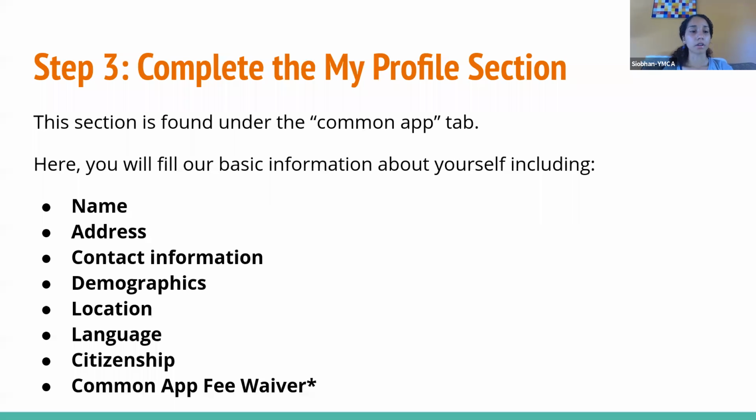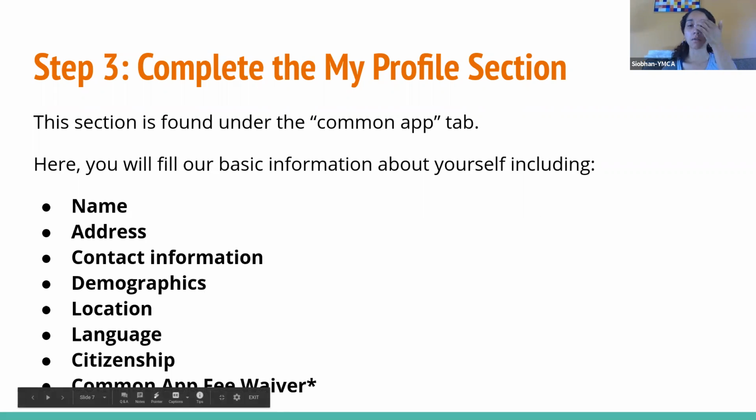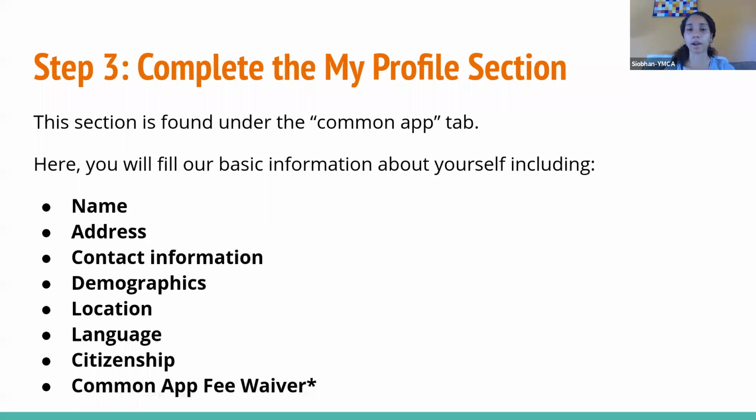Now this is where you put in more information about yourself. This is going to be on your application. So your legal first and last name, your address, contact information, so phone number, email, demographics, like what you identify as, location, city, state, your primary language, citizenship status, and the Common App fee waiver, which we'll get into a little while towards the end of this presentation. I go into more detail about the Common App fee waiver, but that can be found under the My Profile section.